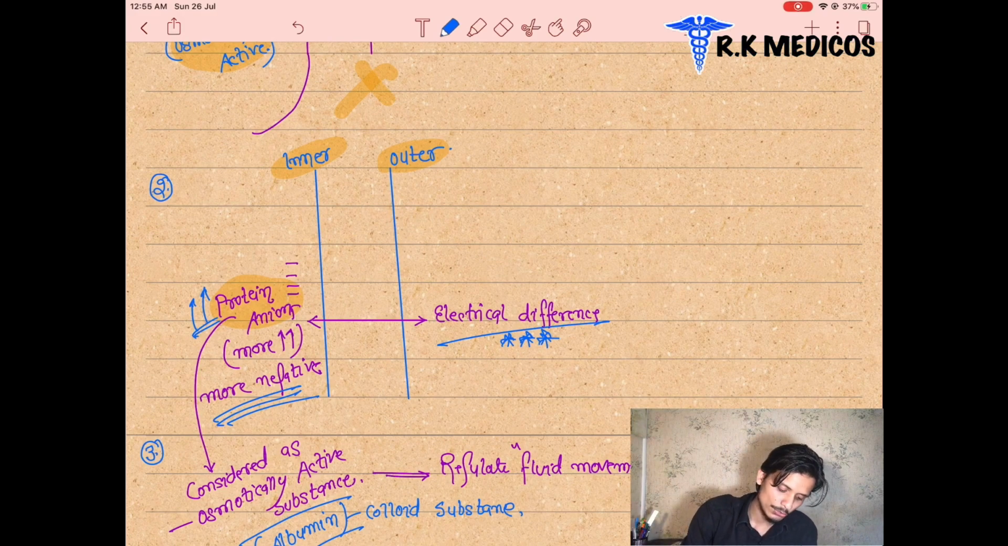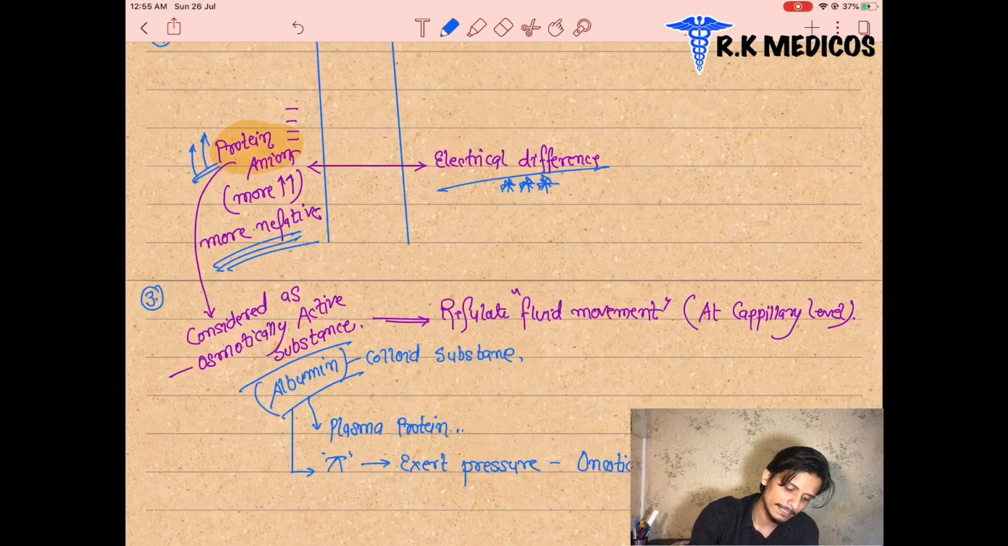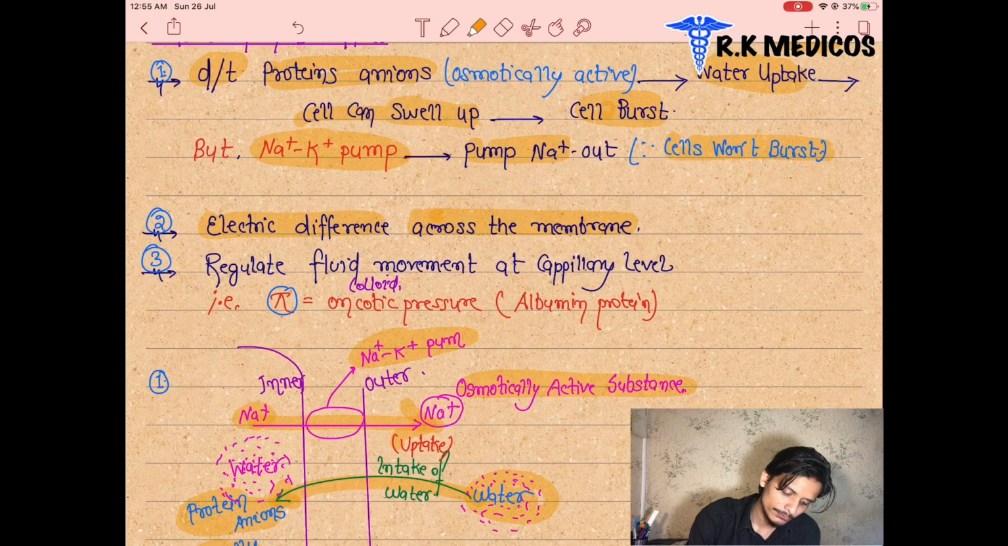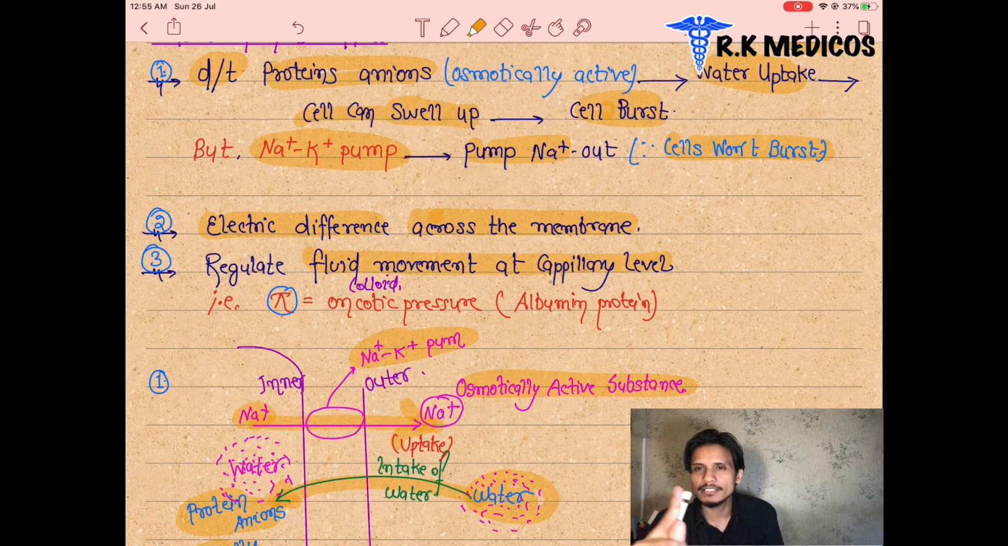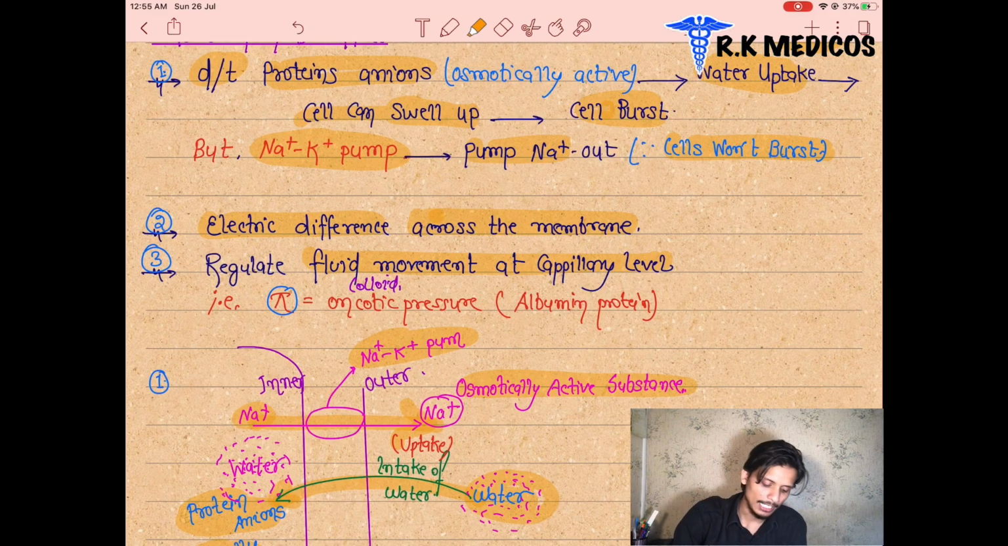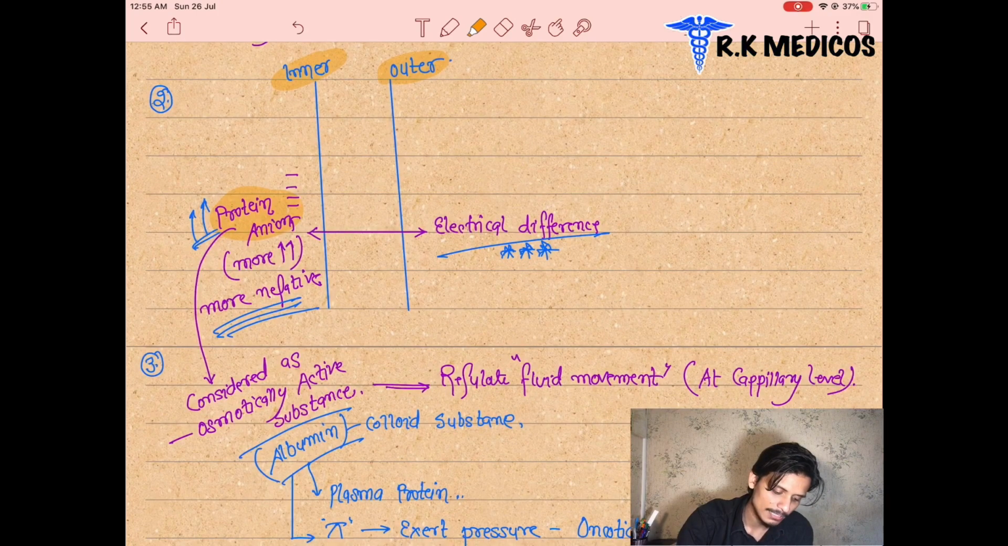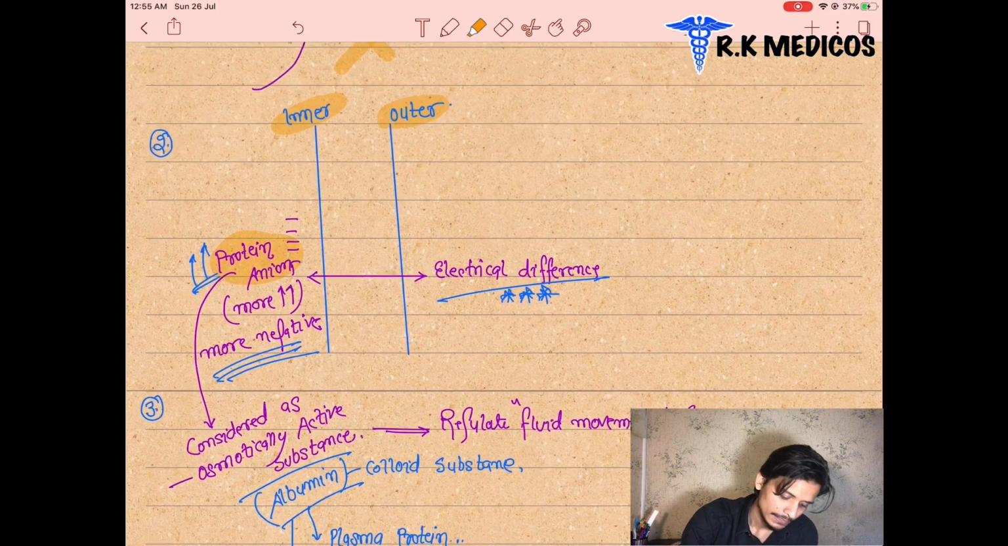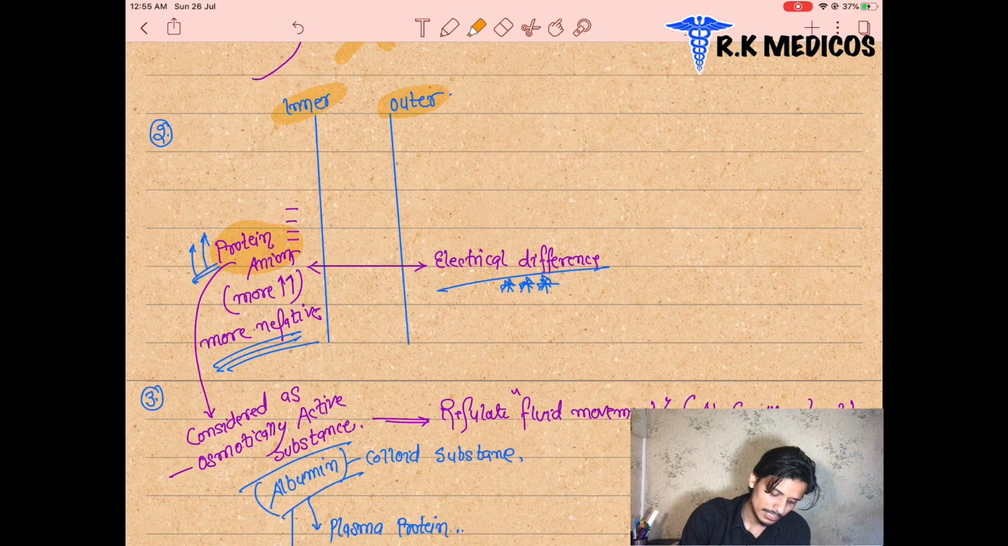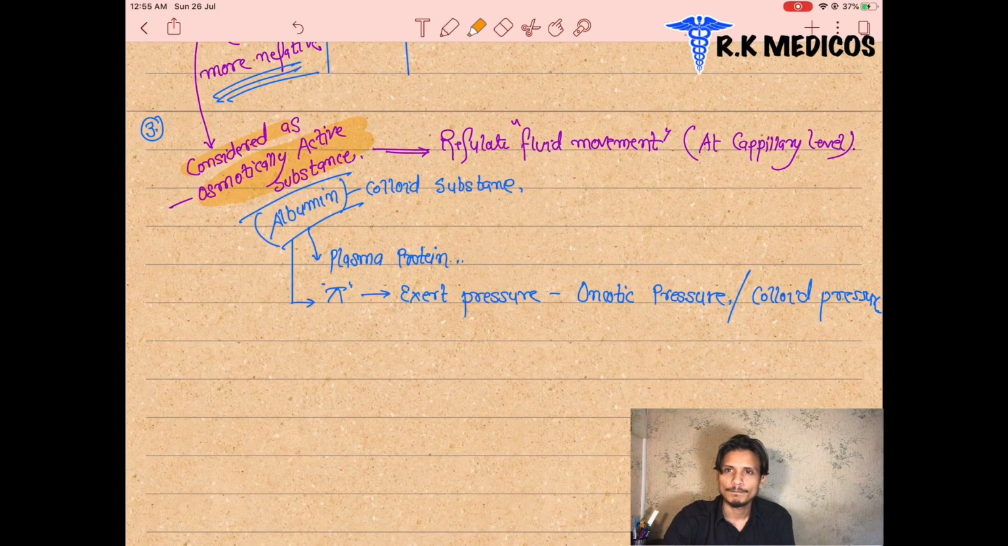In the next section we are going to see the third point. We can see here regulating the fluid movement at the level of the capillary. Now you tell me, all osmotically active substances are responsible for the movement of fluid towards them. It means they are fluid lovers. I already told you, it means all the proteins present inside the cell are considered osmotically active substances. It is true. And all the osmotically active substances here are proteins.